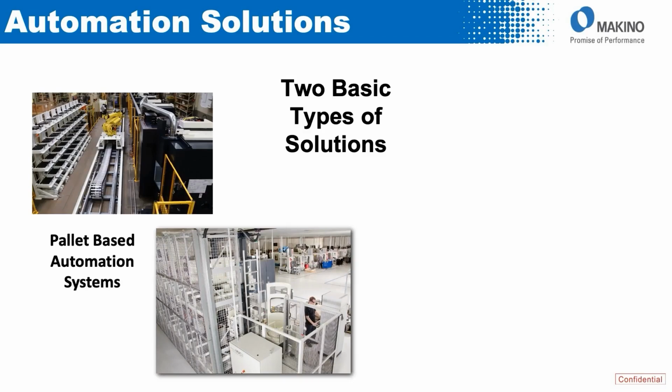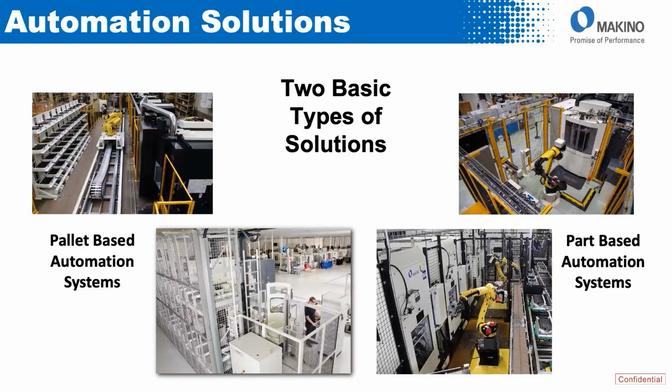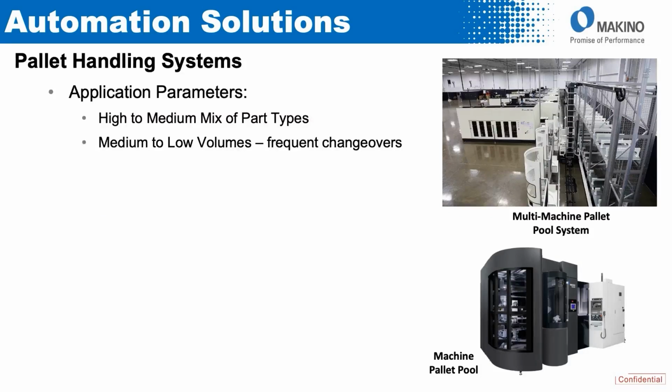You may have caught on to this throughout the course of going through the elements of a successful automation system: pallet-based automation and then part-based automation. They have two unique sets of features and typical applications that they're centered around. For pallet-based, the application is a high to medium mix of parts. Your volumes are lower, maybe a medium or low sized batch of parts, but you have frequent changeovers between the different part types on a machining center.